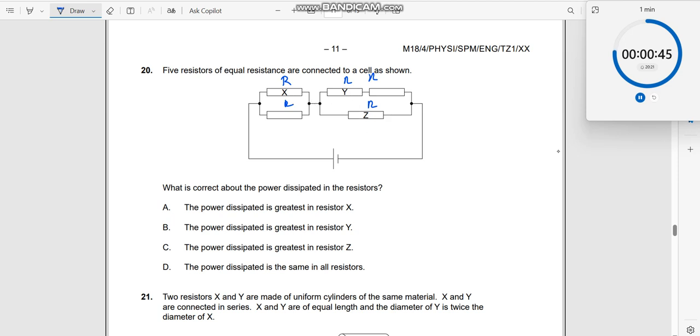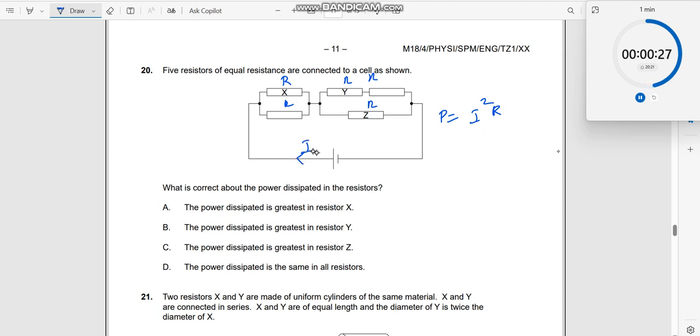X, Y and Z. See, the power dissipated will be larger when the current is larger, because you know P is equal to I squared times R. R is the same, so it should only depend on the value of I, or I squared over here, right? And so what we do is, let us find out the current in each of them.